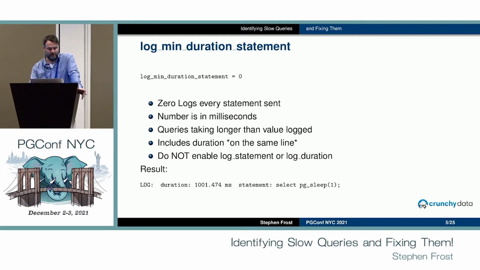So here's an example of what that looks like. Here is a SELECT pg_sleep(1), which tells Postgres just to sleep for about 1 second. Here you can see that the duration ended up being 1001 and a half milliseconds. So that's about a second, a little bit longer due to who knows what, but that's the overall duration of that particular query. By having the duration of the statement on the same line, we can quickly find statements and queries that took a long time to run.